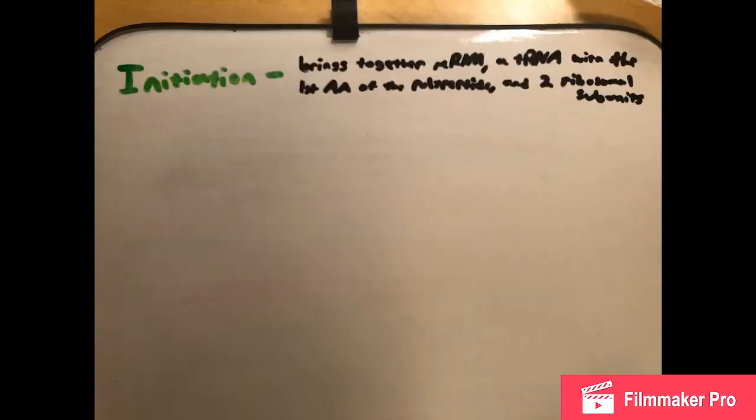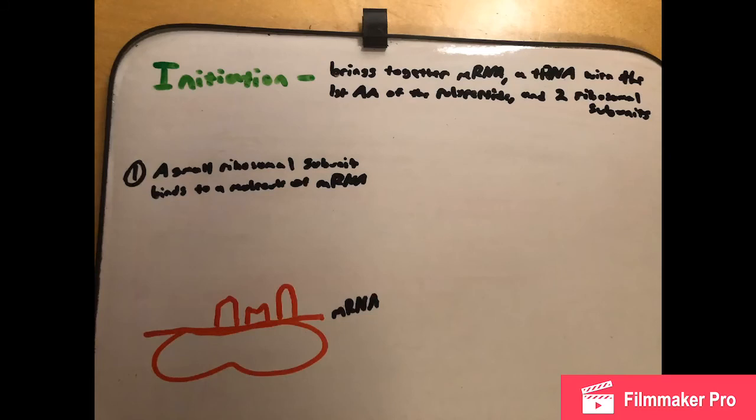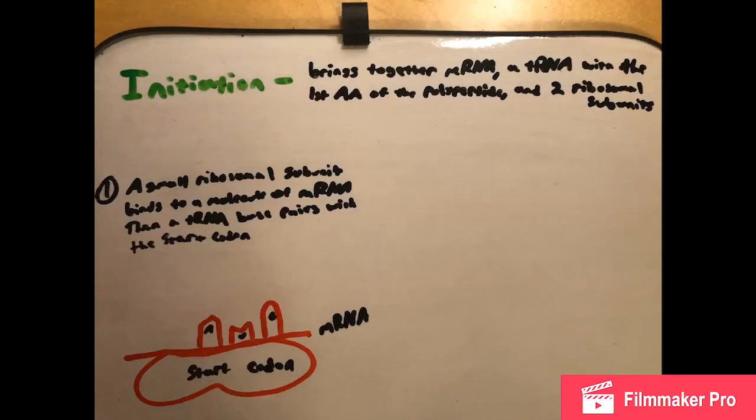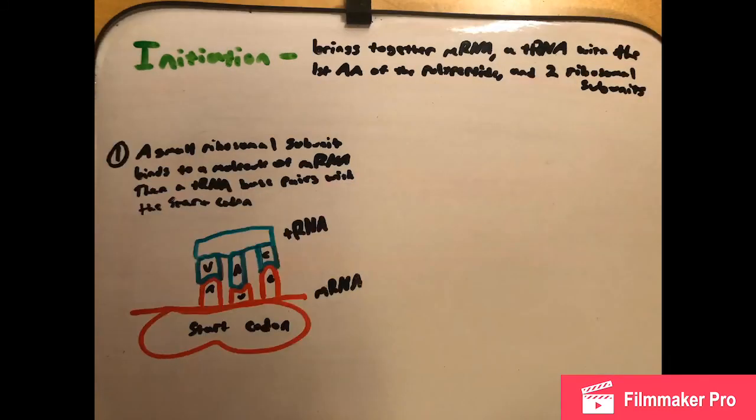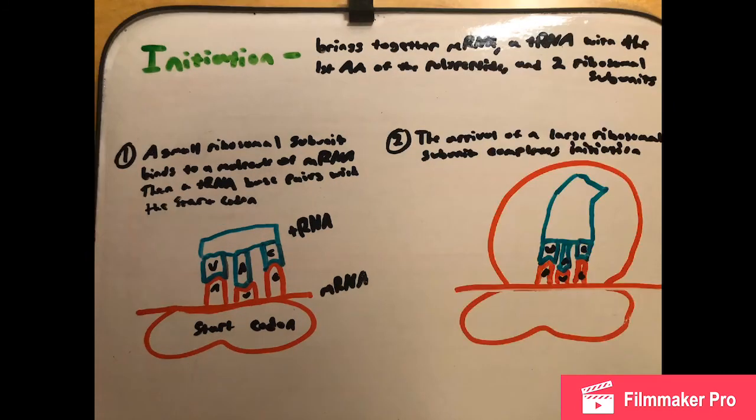Initiation is the process that brings together mRNA, a tRNA with the first amino acid of the polypeptide, and two ribosomal subunits. First, a small ribosomal subunit binds to a molecule of mRNA. Then, a tRNA base pairs with the start codon. Second, the arrival of a large ribosomal subunit completes initiation.